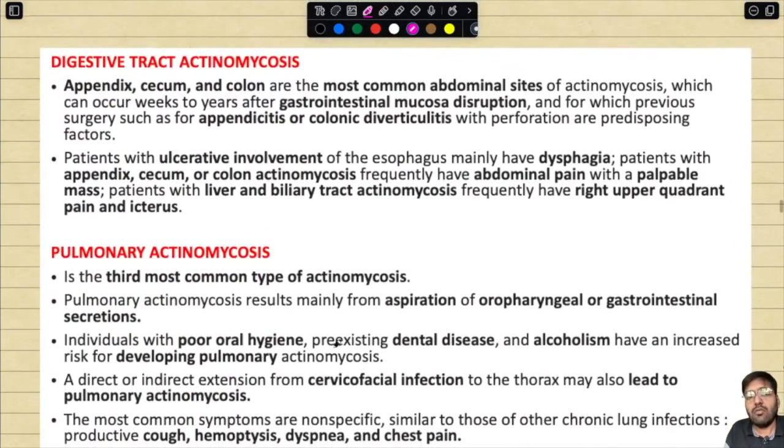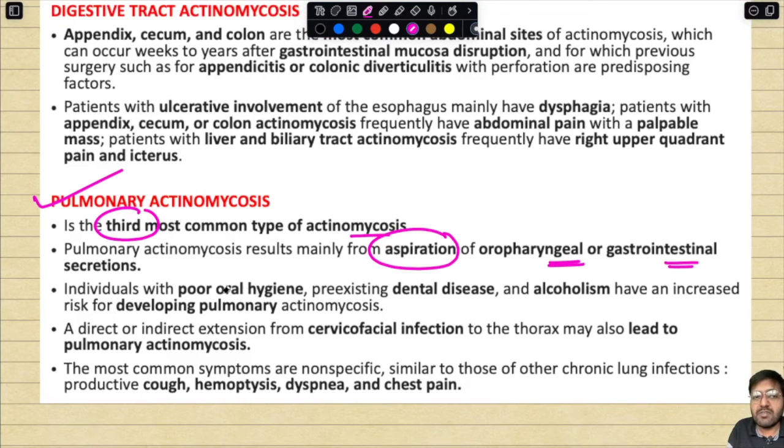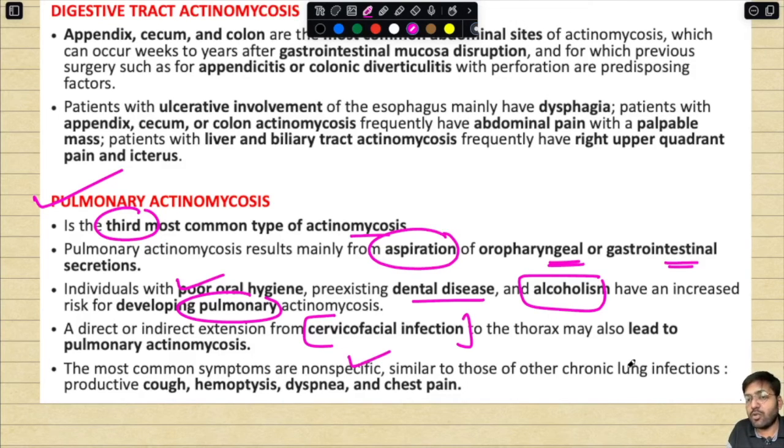Now, the next important variety is pulmonary actinomycosis. It is the third most common variety of actinomycosis. Pulmonary actinomycosis results mainly from aspiration of oropharyngeal or gastrointestinal secretions. Individuals with poor oral hygiene, pre-existing dental disease, and alcoholism have an increased risk for developing pulmonary actinomycosis. A direct or indirect extension from cervicofacial infection to the thorax may also lead to pulmonary actinomycosis. The most common symptoms are non-specific, similar to those of other chronic lung infections: cough, hemoptysis, dyspnea, chest pain. Okay, so these are again important points with regards to pulmonary actinomycosis.